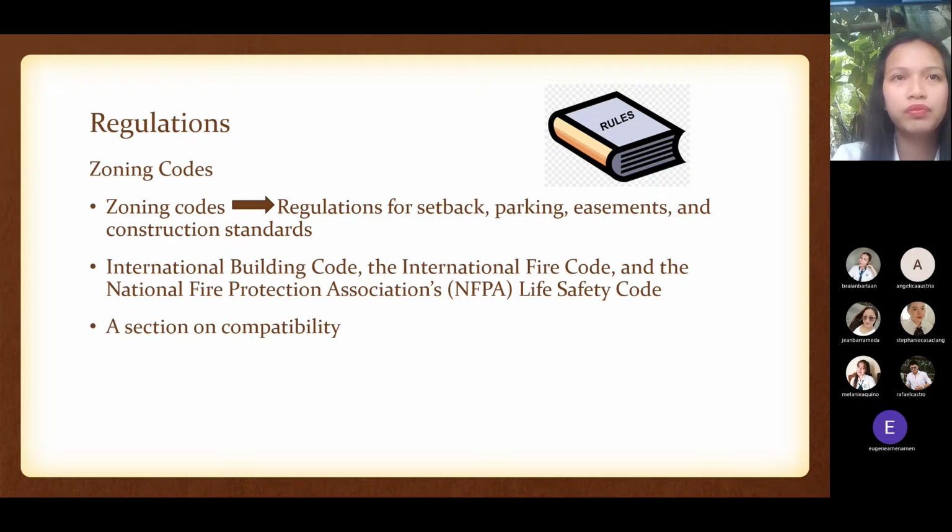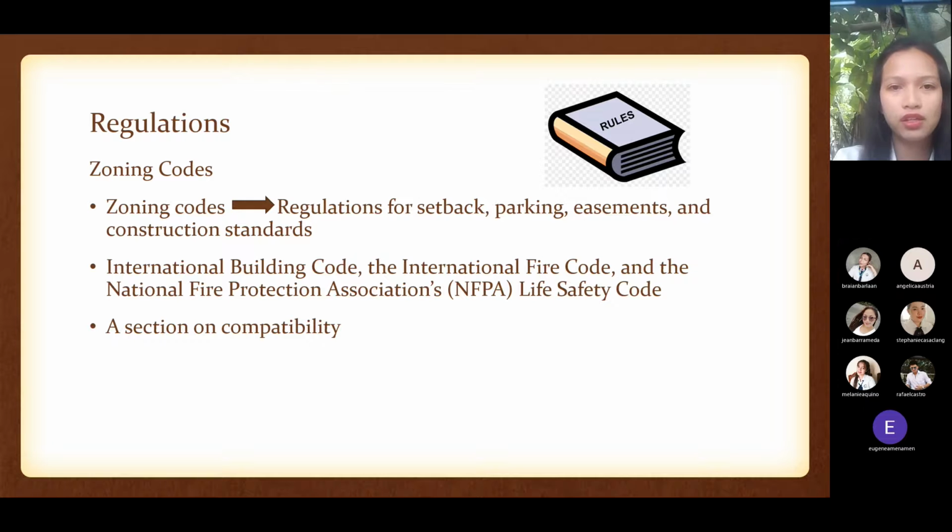Regulations. These are authoritative rules dealing with details or procedure, safety regulations. Zoning codes. Zoning codes are regulations for setback, parking, easements, and construction standards. Setback is the distance which a building or other structure must be set; vehicles must be parked within lined parking spaces. Easements. This constitutes someone else's legal right to use your land for a particular purpose.